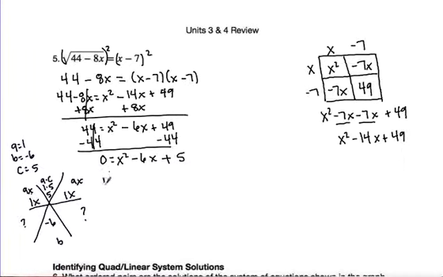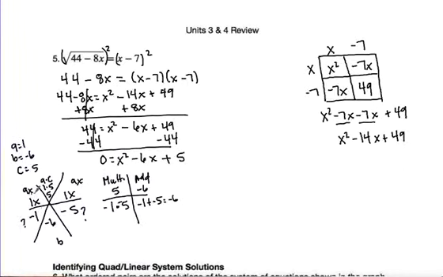Now, we want to find two numbers that are going to multiply together to give us positive 5, but then we'll add to give us negative 6. So if we want to multiply to get positive 5, the only way we can do that is positive 1 times positive 5, or negative 1 times negative 5. Now, we want to add to get a negative. So if we want to add to get a negative, that means we're going to have to go with the option where both of our numbers are negative. When we do negative 1 plus negative 5, we do get negative 6.